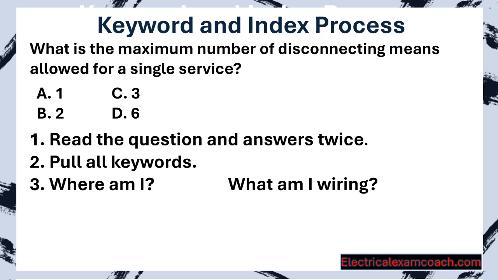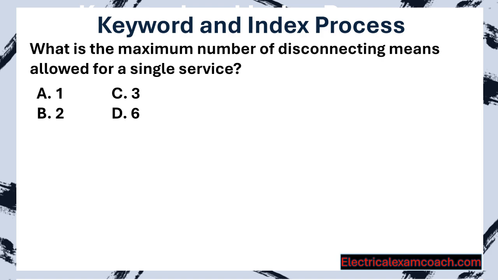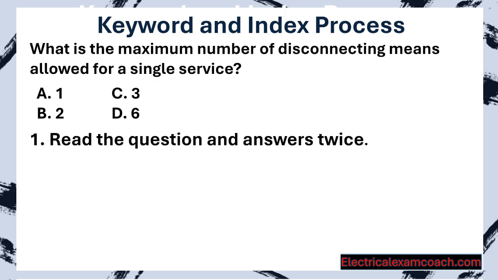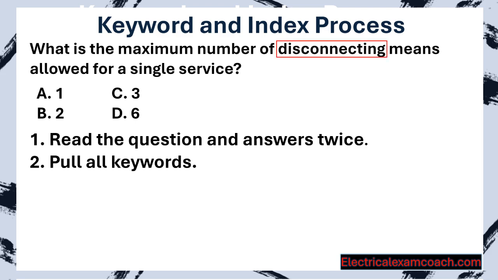Let's get to it. Now let's use the keyword and index process to answer this question. Step one, we're going to read the question and the answers twice. Step two, we're going to pull all the keywords. I like to start with about 2 or 3, but if the question gets really tough, you may have to go for more. Let's start with disconnecting, service, and maximum.